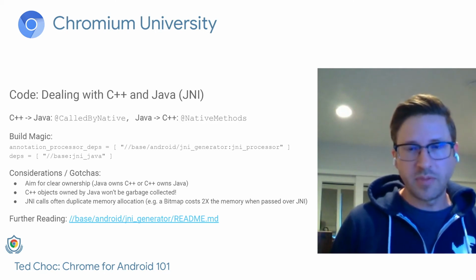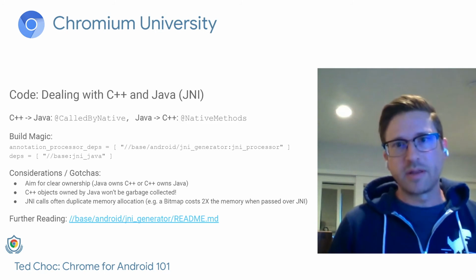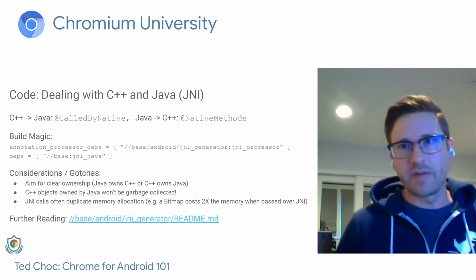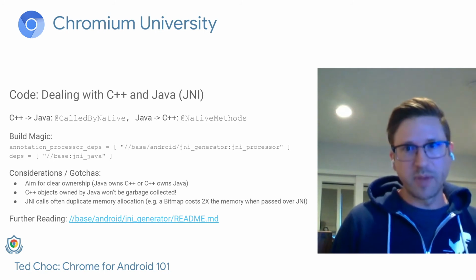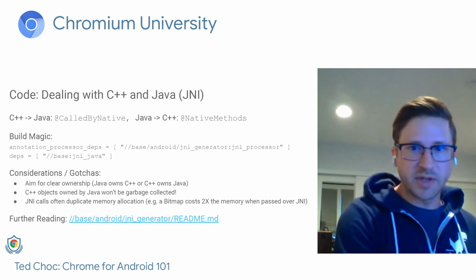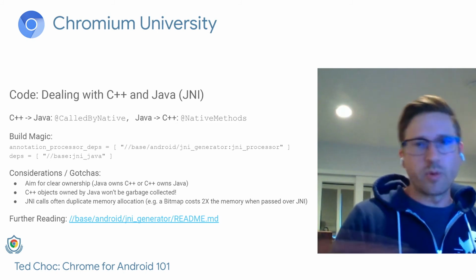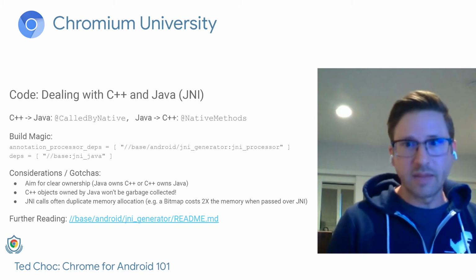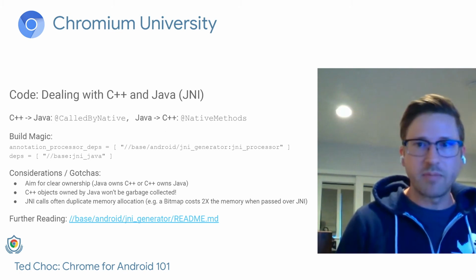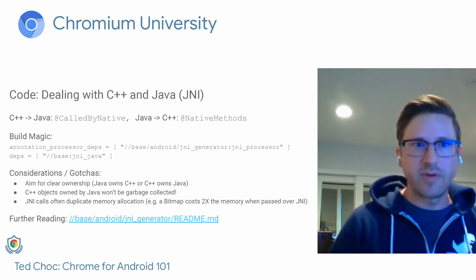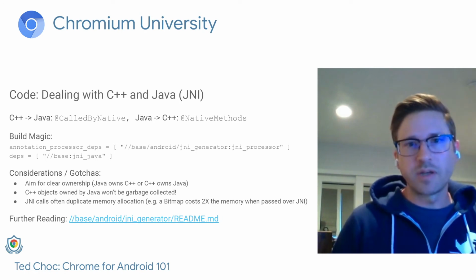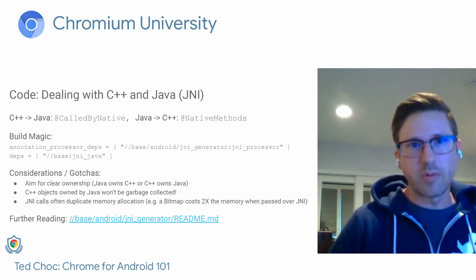So if you're using bitmaps in Java, then try to have the cache of them in Java, if you have a cache at all. That's been a problem for us, where there was a C++ cache for desktop that we were then marshaling over and hitting that memory. So be careful about that. Think about that when you're doing it. Again, here's a README file for more information about the JNI generator. Again, just a primer.